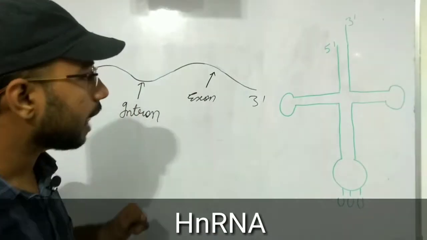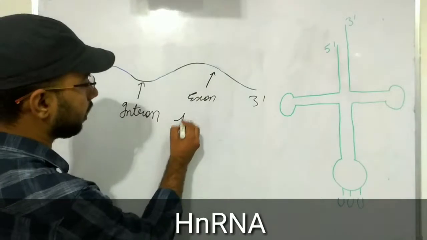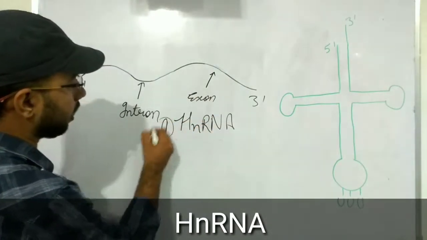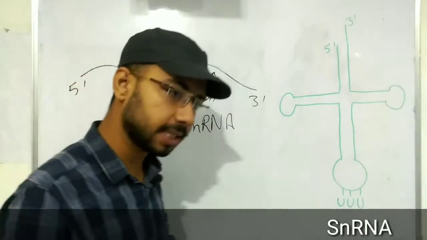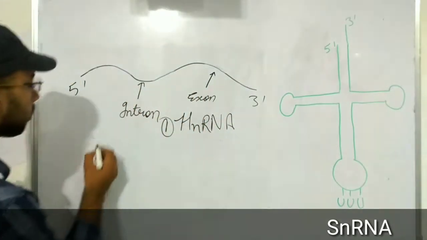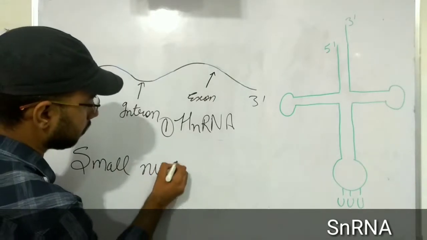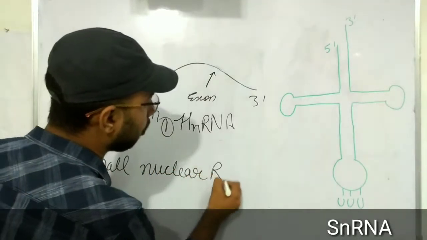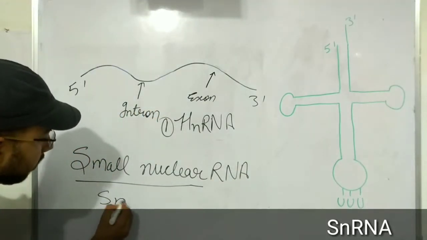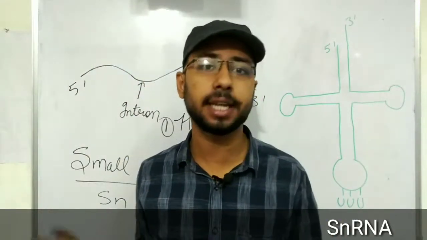Okay, that is the first one, HnRNA. Now the SnRNA. What is SnRNA? A small nuclear RNA. As the name suggests, SN stands for small nuclear. It is small, that's why it is named small. Why is it named small?